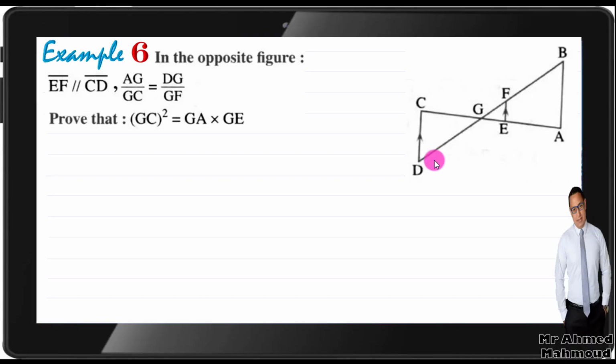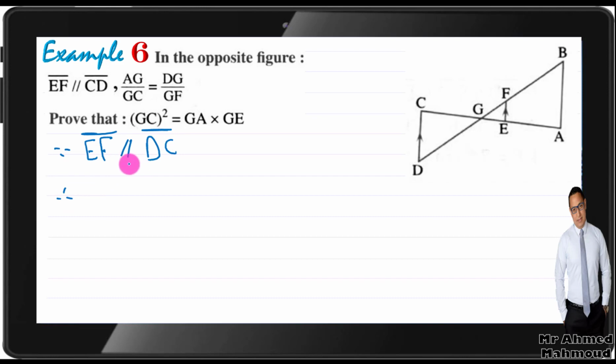Okay, now the last example: in the opposite figure, EF parallel to CD, prove that GC square equal GA times GE. First, by starting with EF and DC, since EF parallel to DC.